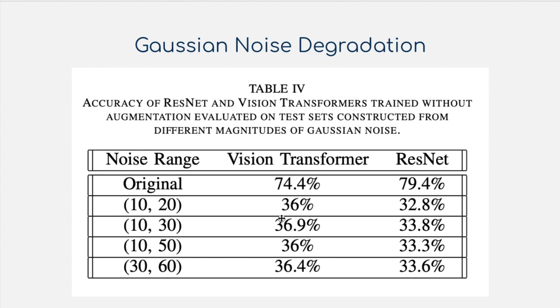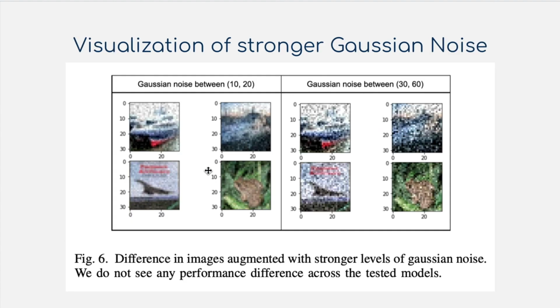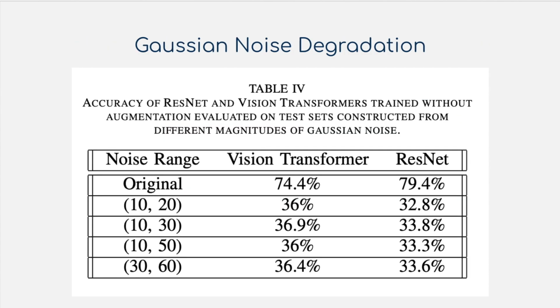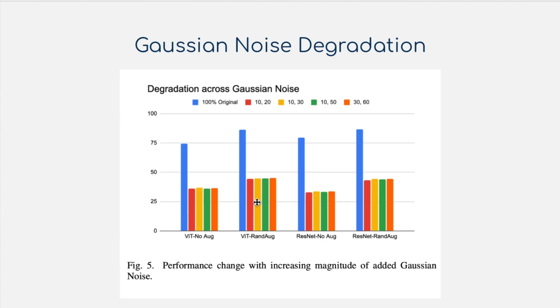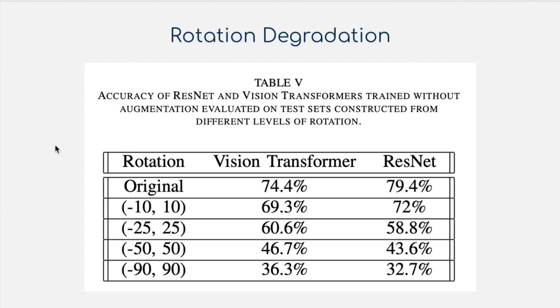We actually find it very surprising that the increased Gaussian noise, which we visualize here to illustrate that we've set up the experiment correctly, still doesn't result in any different performance as we see with the increased levels. To sanity test our evaluation, we also perform the rotation degradation. We see as we increase the magnitude of rotating the images, the performance degrades heavily.